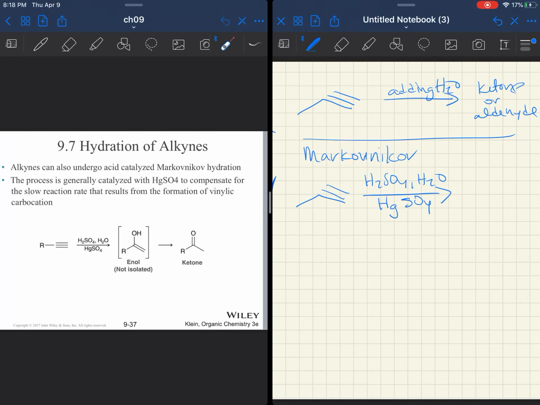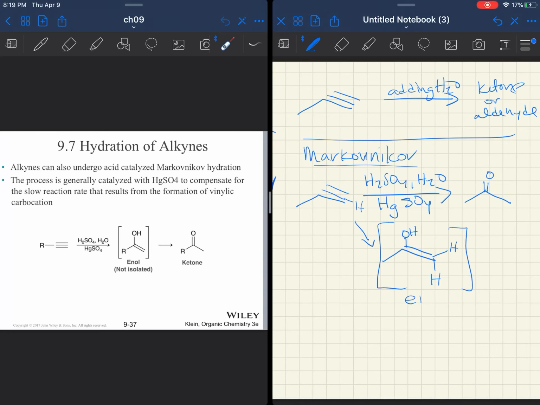Okay, so you're going to take still your acid, H2SO4 and water. So it is acid and you of course have water, we're adding water, but you're also going to have mercury sulfate. So anytime you're seeing mercury, you should be associating that with Markovnikov addition. If you have a terminal alkyne, that'll make a difference. You're going to add the oxygen to the more substituted side. But instead of getting an alcohol, you're going to get a ketone. The alcohol intermediate isn't stable.